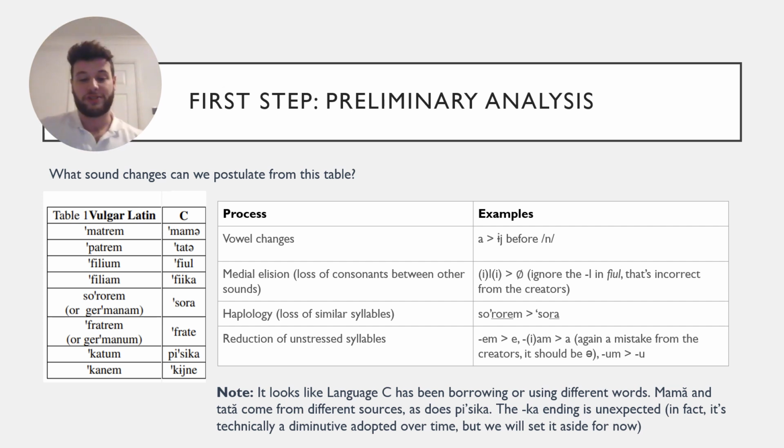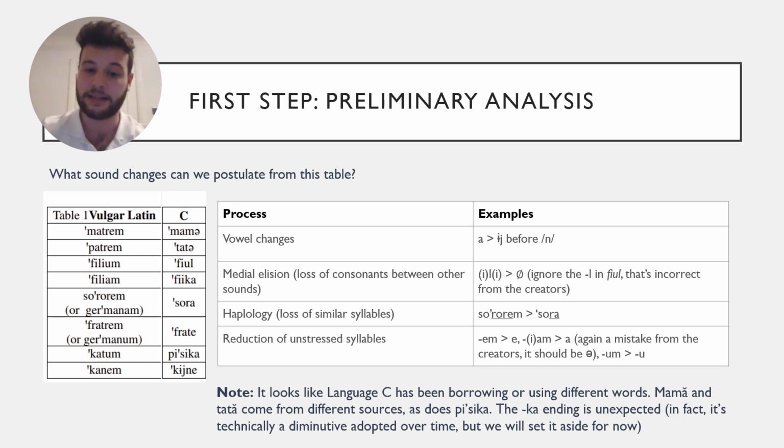We also have an interesting change, haplology, which is obviously a very fun word. If you've ever said the word library in fast speech, it's likely that you've said library, and that's haplology, because similar syllables in fast speech do tend to be reduced or deleted. The extra one is just thrown away. So we see here that sororem becomes sora, and it might have something to do with that change in stress.